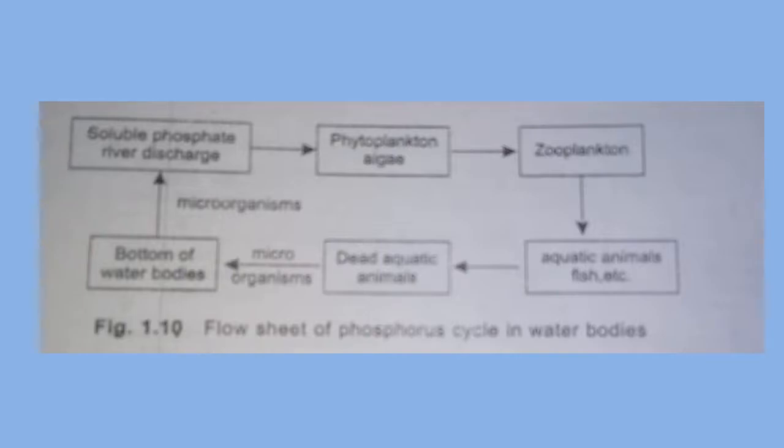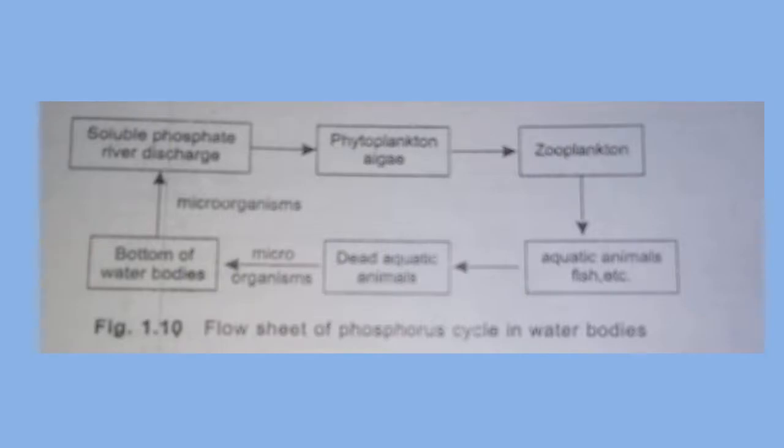into organophosphate. The algae are eaten by zooplankton, which are small fishes, which are again eaten by bigger aquatic fishes. Then the aquatic animals, after their death and decay by microorganisms, settle to the bottom of the water. Finally, the microorganisms release phosphate into the water bodies and the cycle continues.